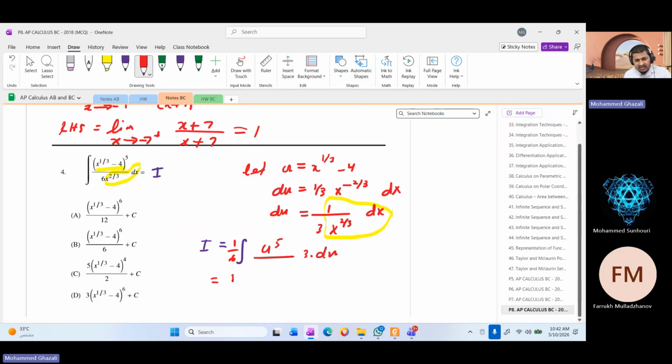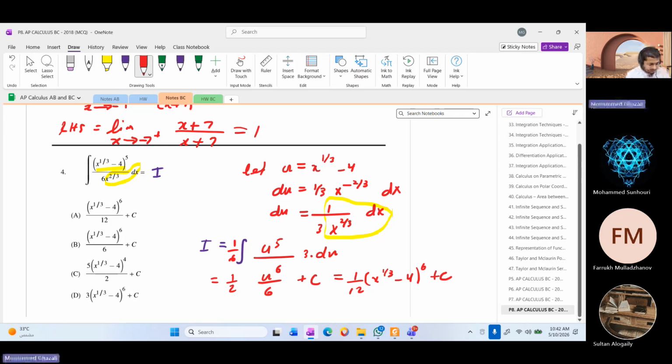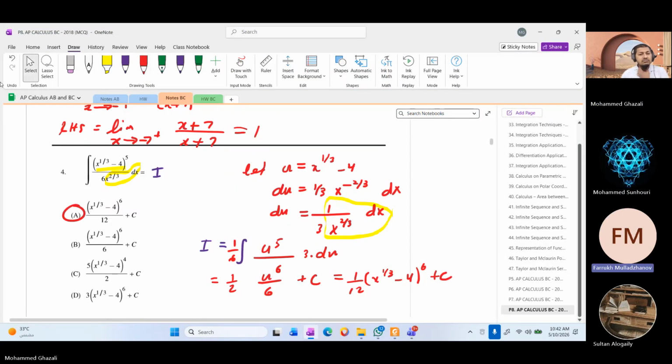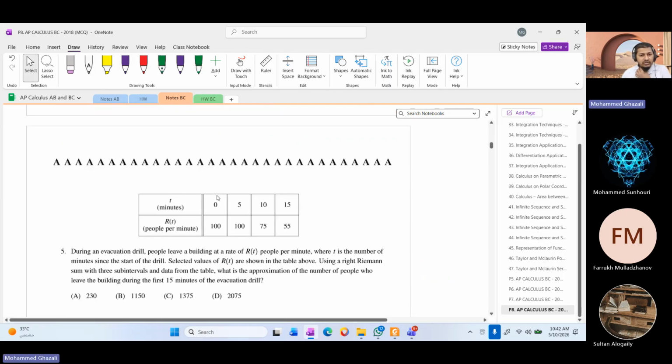Now 3/6 is a half. That's u to the power 6 over 6, plus c. We just integrated this, plus c. So we're getting 1/12. What is u? x to the power 1/3 minus 4, to the power 6, plus c, all over 12, right? Is the answer A? Yes. Okay, let's move on to the next one.